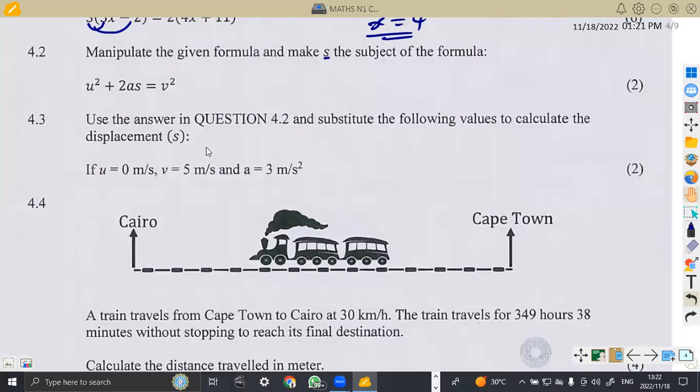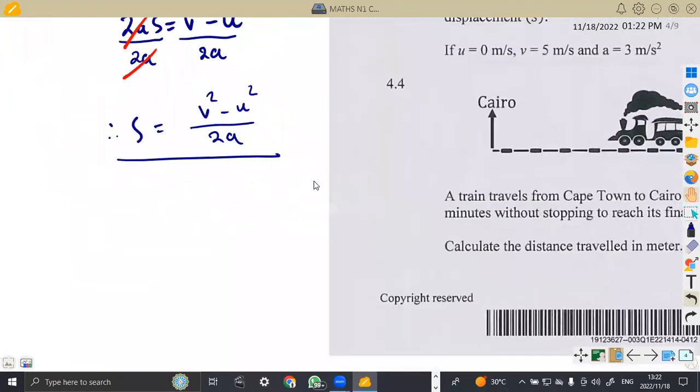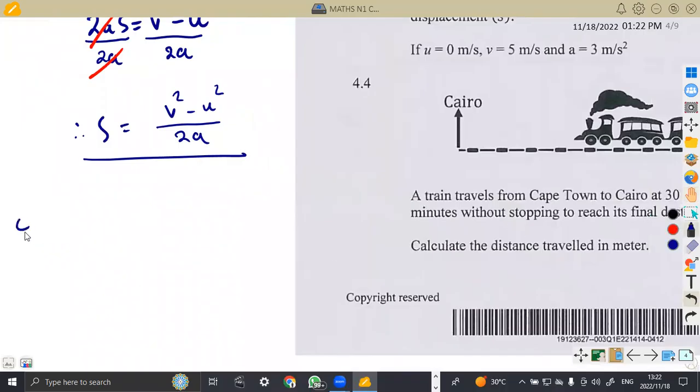Use the answer in 4.2, the one that you got in 4.2, and substitute the following values to calculate the displacement, which is s, when u is 0 meters per second, v is 5 meters per second, and a is 3 meters per square second. So it's a matter of substitution, as we are taught already here. We have made s the subject. So this is 4.3. They are just saying substitute now the values that you are given. We are given v, or v is 5, but this is 5 squared minus u squared. Our u is 0, so this is 0 squared over 2a, which is 2 times our a, which is the acceleration, which is 3. So that is what we're being told to do. Then you can simplify from there.